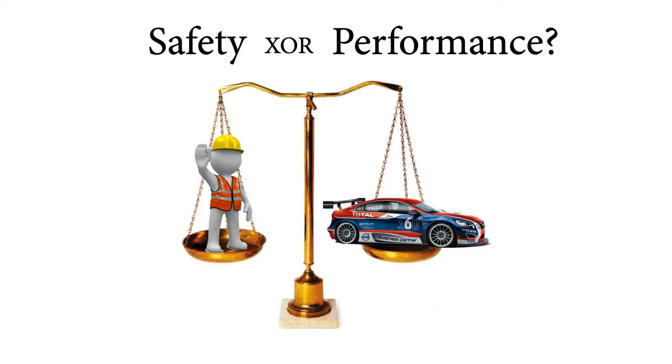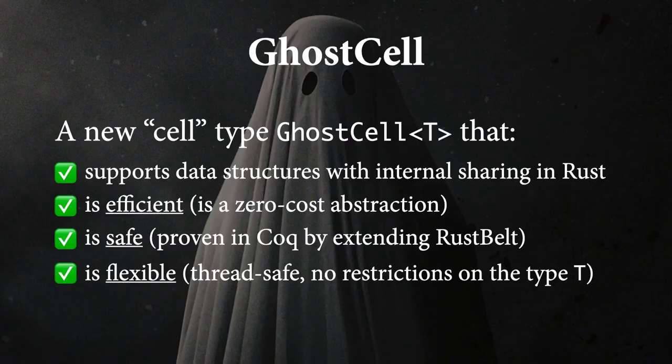So, to sum up, yes, you can implement data structures with internal sharing in Rust today, but you either have to give up on safety or give up on performance. Is that a fundamental trade-off, or can we do better? And the answer is, of course, yes, we can do better. In this paper, we propose a new solution to the problem of implementing data structures with internal sharing in Rust, which we call Ghost Cell.